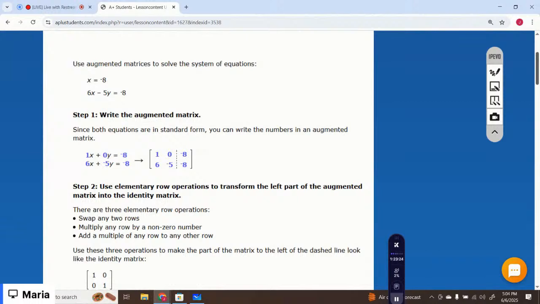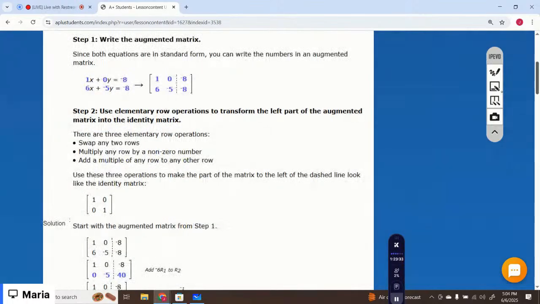Use elementary row operations to transform the left part of the augmented matrix into the identity matrix. Like here you have 1, 0, and 0, 1. That is the identity matrix. There are three elementary row operations you can perform. You can swap any two rows, multiply any row by a nonzero number, or add a multiple of any row to any other. Use these three operations to make the part of the matrix to the left of the dashed line the identity matrix.